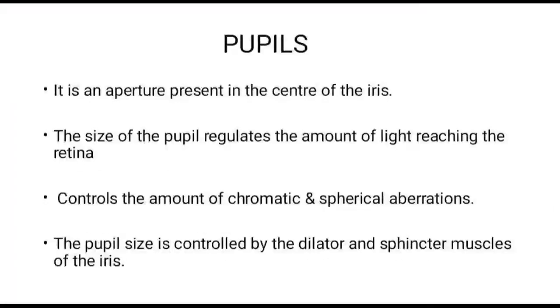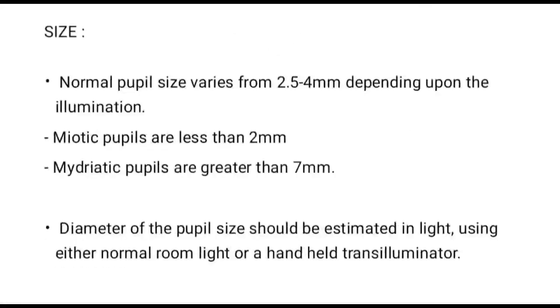Pupils. It is an aperture present in the center of the iris. The size of the pupil regulates the amount of light reaching the retina, controls the amount of chromatic and spherical aberrations. The pupil size is controlled by the dilator and sphincter muscles of the iris. Size. Normal pupil size varies from 2.5 to 4 mm depending upon the illumination.